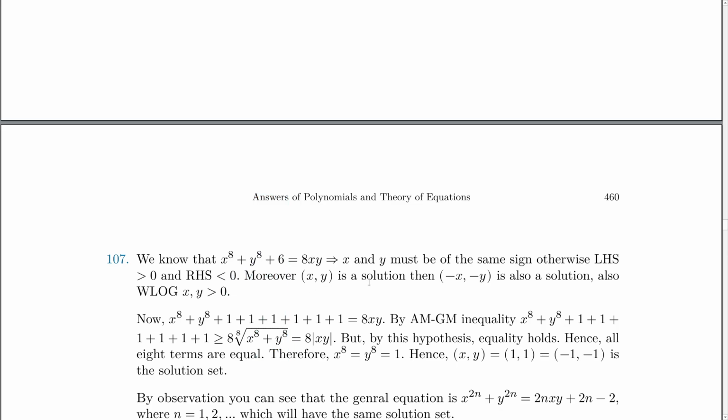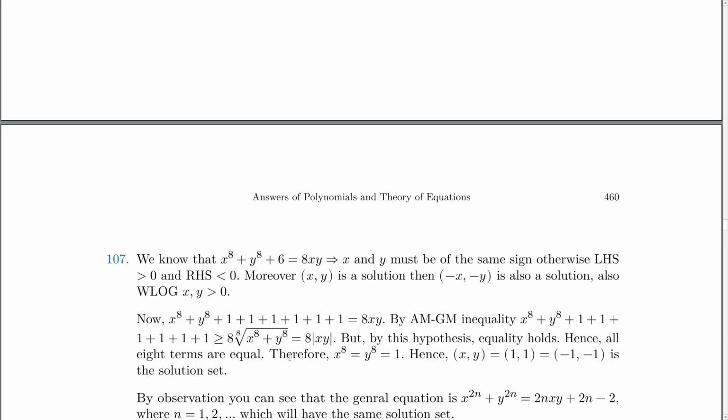So if (x, y) is the solution, then (minus x, minus y) is also a solution. So without loss of generality, we assume that x and y are both greater than 0. So we write the left hand side by splitting 6 into 6 ones, and so by the AM-GM inequality we have x to the power 8 plus y to the power 8 plus 6 is greater than or equal to 8 into the 8th root of x to the power 8 times y to the power 8, which is equal to 8 mod of xy. From the hypothesis, our equality holds, so all the 8 terms are equal.